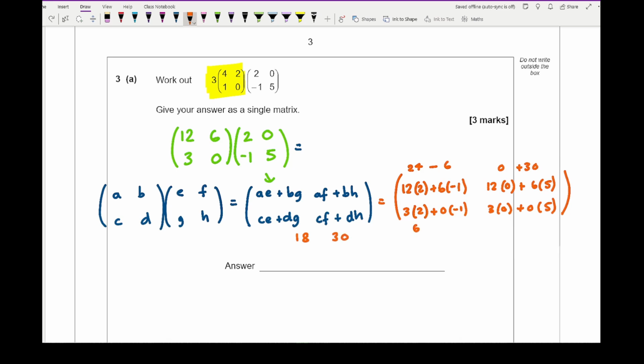3 times 2 is 6, plus 0 times minus 1 is 0, so that's going to be 6. And 3 times 0, which is 0, plus 0 times 5, which is 0, giving me a final matrix of 18, 30, 6, 0.